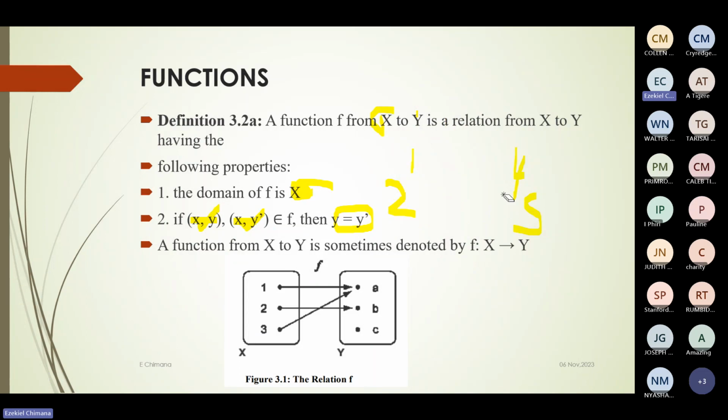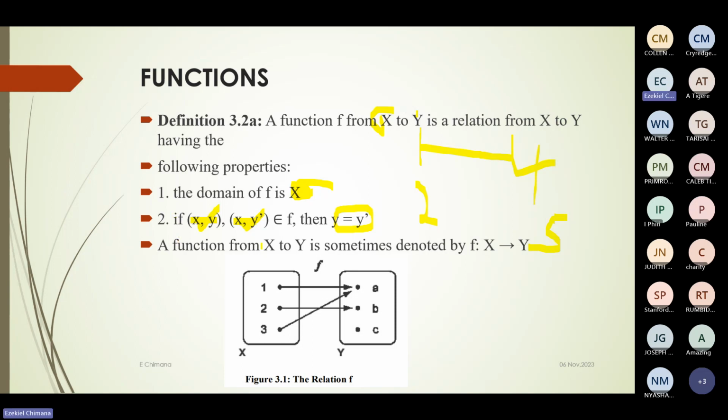Let me erase this, because we do not want to have some conflicts later. So I'm saying if you have a 1 and a 2, maybe, and a 4 and a 5, for it to be a function, whenever you have a 1 and a 4, we must not see 1 being mapped to any other values in the y set. This one is the domain, and then this one is the range. We must not have a single value being mapped to many values. Okay, that's property number 2.